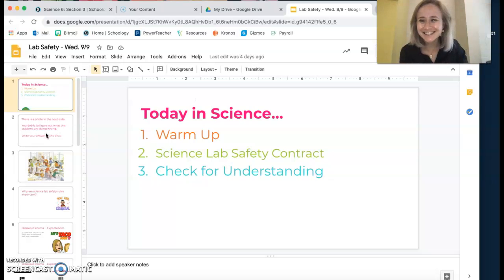Here we go. Today in science, we're going to do a quick little warm-up. Then we're going to talk about the science lab safety contract, and then we'll do a check for understanding. By the end of this class, you will be able to explain to me how we are safe in a science laboratory, both in school and at home.